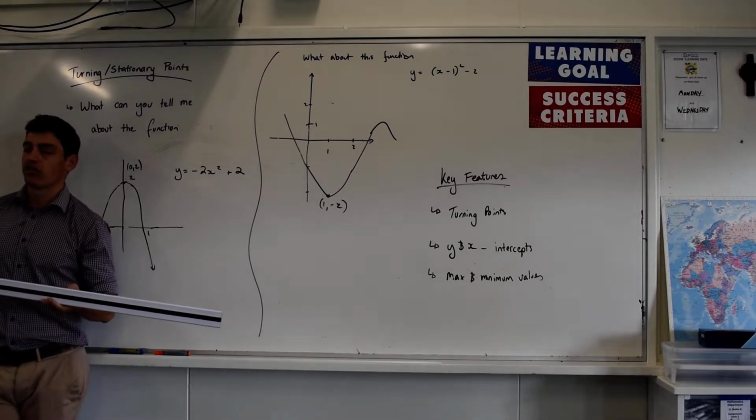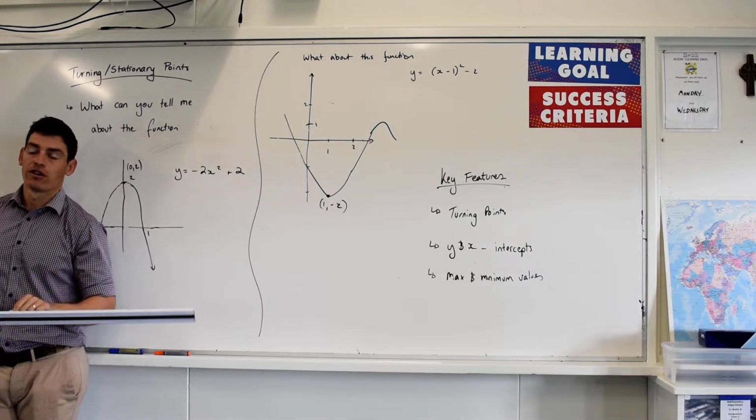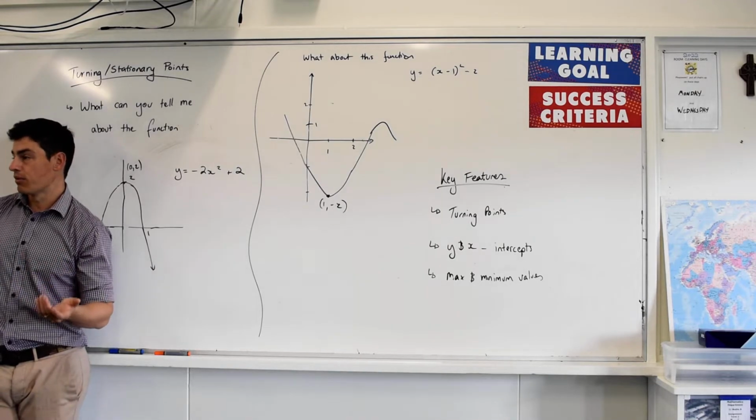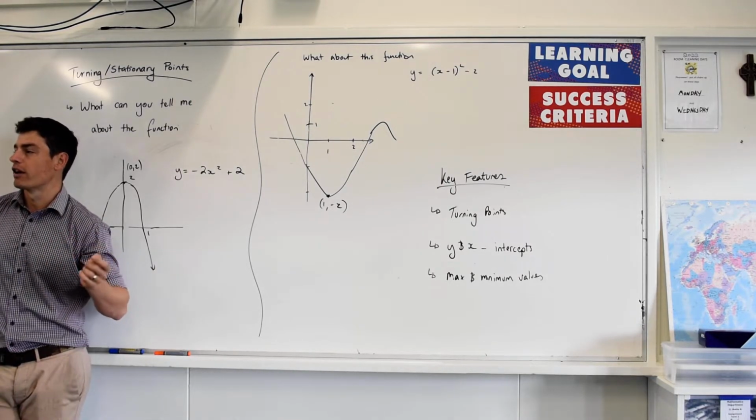What's the gradient of the tangent in every one of those situations? 0. Is there a way we can find the gradient of our tangent algebraically? Yes. What's that process? How do we find the instantaneous rate of change algebraically?